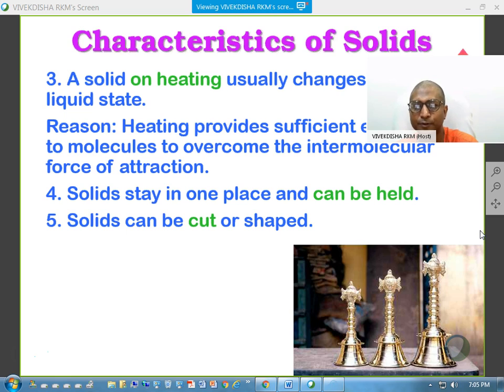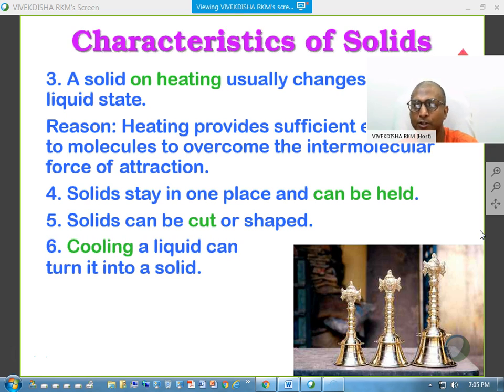So these are some simple characteristics we have to remember for solids. And on cooling, we know that a liquid can turn into a solid also. So we can get solid from liquid back again on cooling. Change of state we studied earlier, and it is possible.